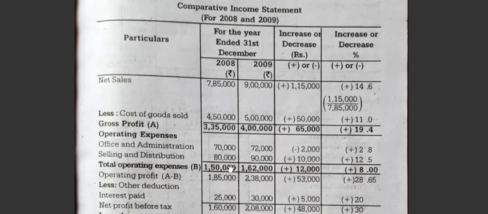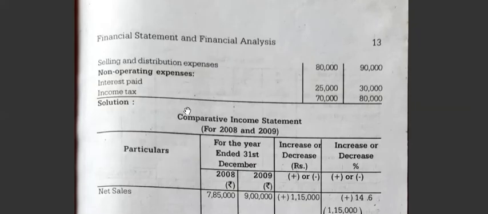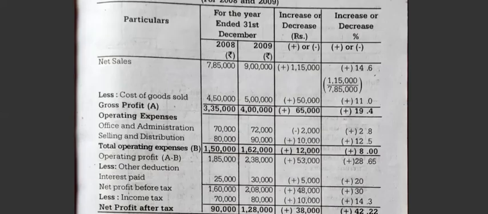Here total operating expenses, the total of office administration and selling and distribution, it is 50,000. Then calculate operating profit, then find out the difference. It is plus 53,000, it is plus 28.65%. Less other expenses, other deductions. If there are any other expenses, you check in the problem, the other expenses you have are interest paid and income tax paid. These two things you have to deduct.